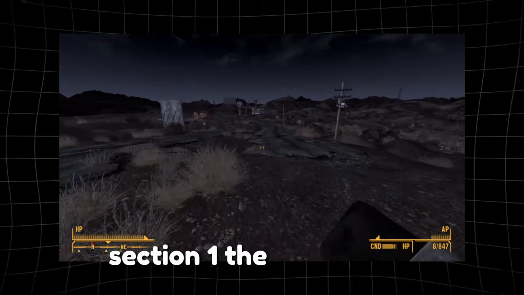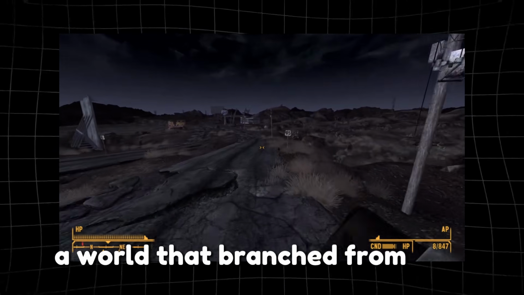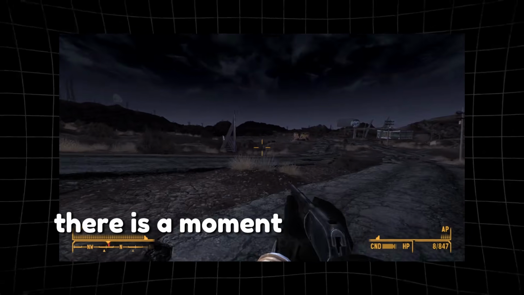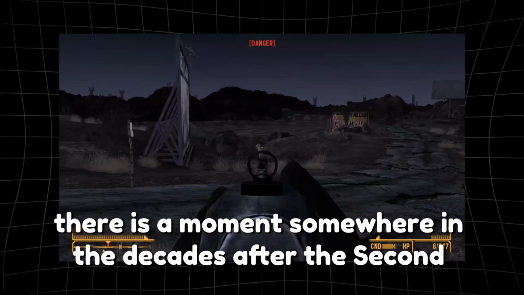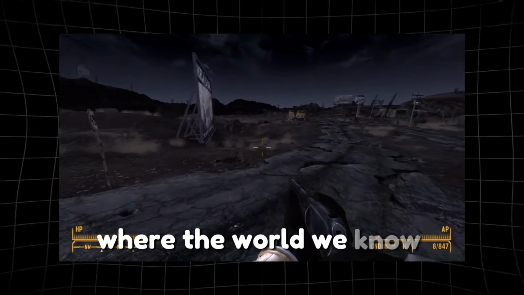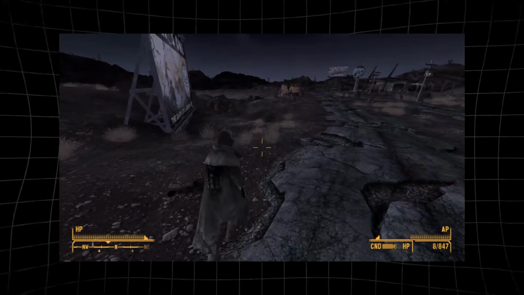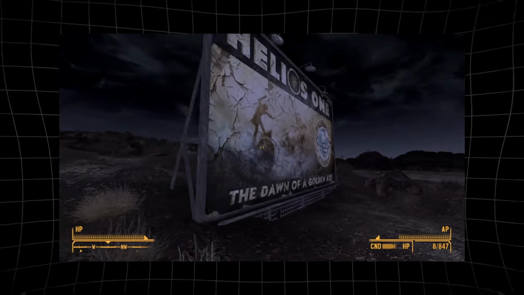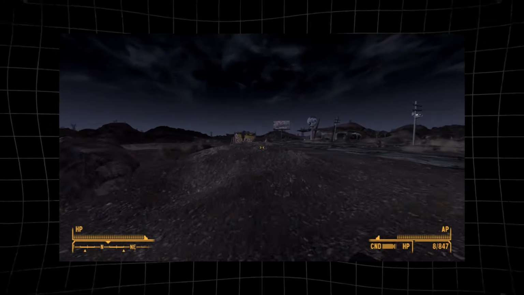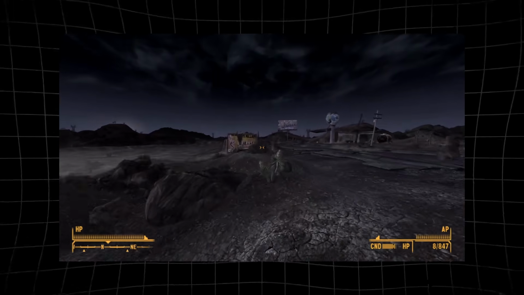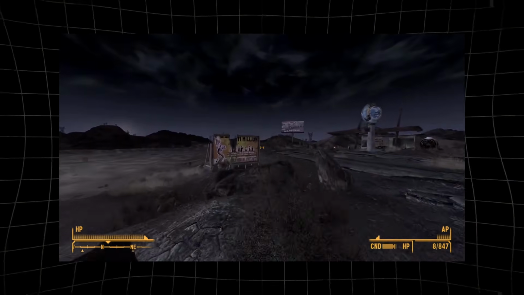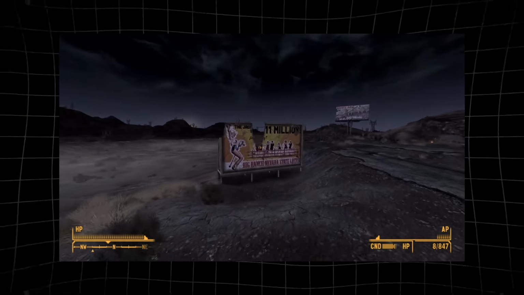Section 1. The Divergence, a world that branched from ours. There is a moment, somewhere in the decades after the Second World War, where the world we know quietly splits. Not with a thunderclap, not with any particular headline, just a slow, almost invisible drift, like a river that gradually bends away from the course it was always supposed to take.